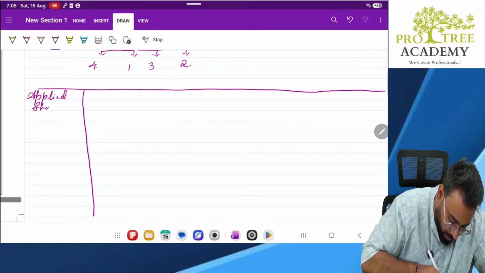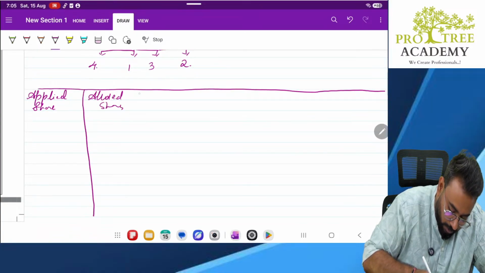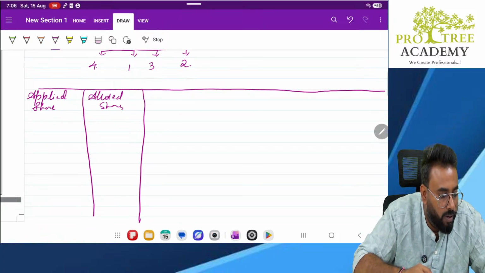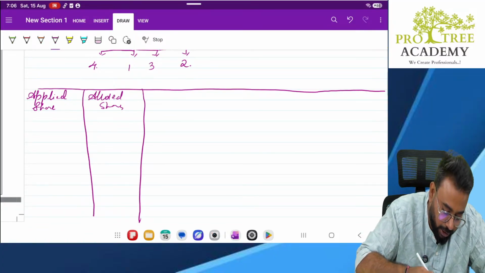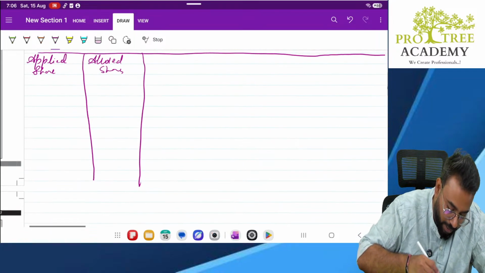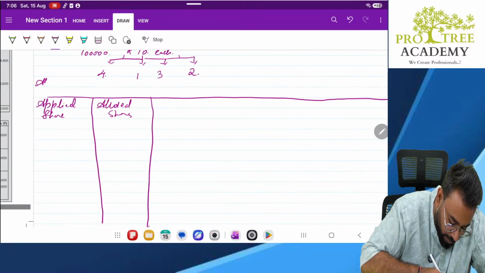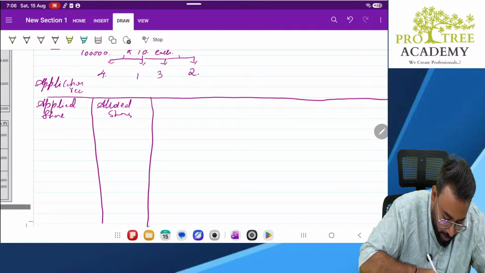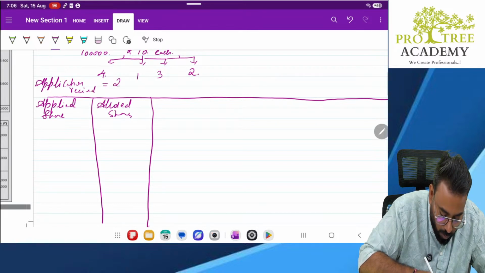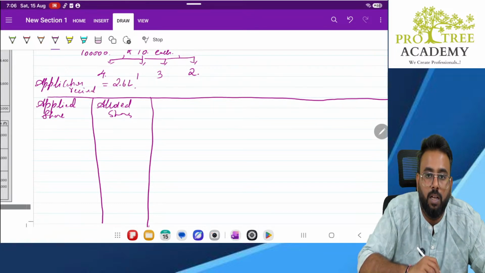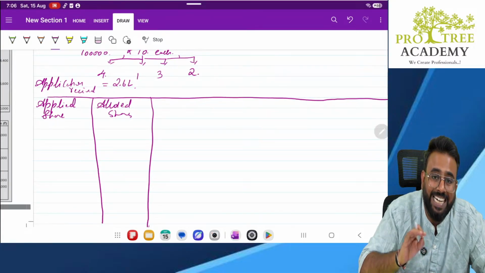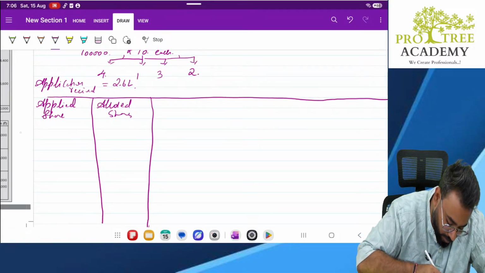Applied shares, allotted shares. First we'll calculate how much was applied, how much was allotted. Now let's read the question. Applications were received for how many shares? 2.6 lakh shares. Okay.